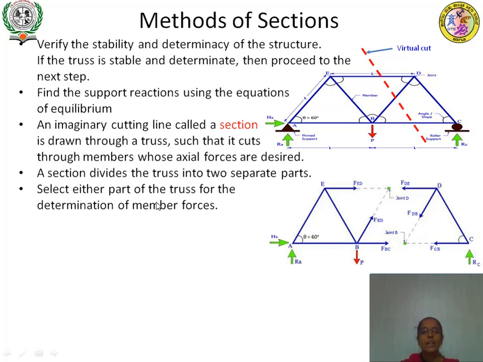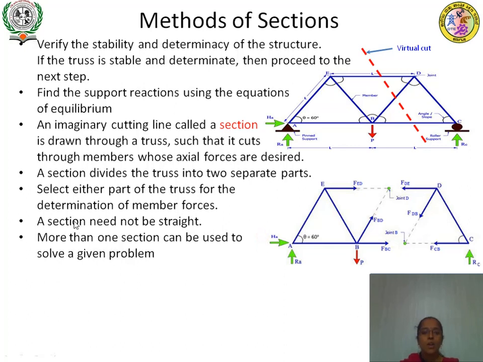So select either part of the truss for the determination of member forces, left or right. A section need not be a straight section. Here I have drawn a straight section, but you can draw a cut in any fashion, as long as it passes through the members whose member forces are required. And more than one section can be used to solve a given problem. You can draw any number of sections so that forces in all the members can be found.